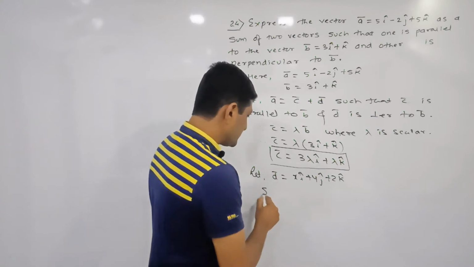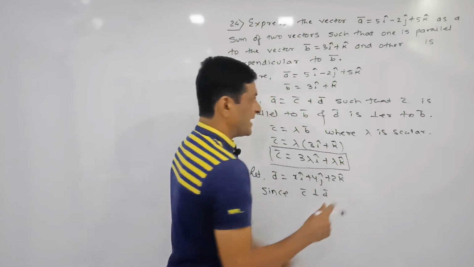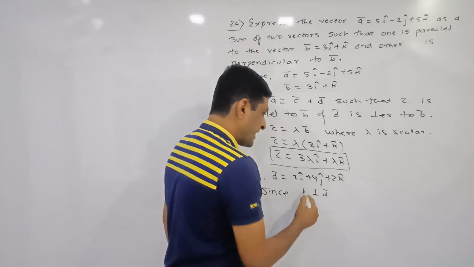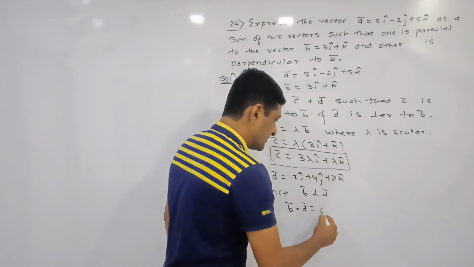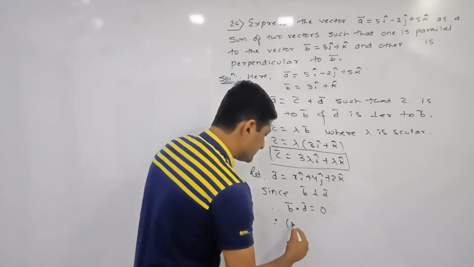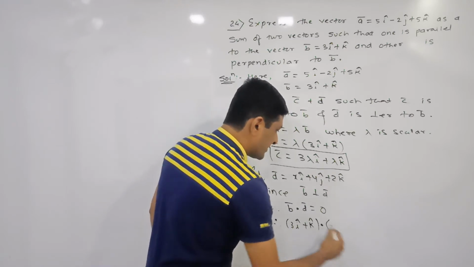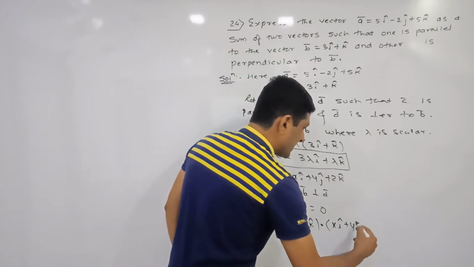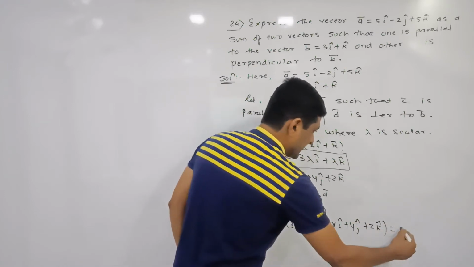Since D bar is perpendicular to B bar, that means B bar and D bar are perpendicular. That's why we can say that their dot product will be equal to 0. So substitute the value of B bar here. What is the value of B bar? 3i cap plus k cap. Keep this dot as it is. I am replacing D bar by its value xi cap plus yj cap plus zk cap, and on the right hand side keep 0 as it is.